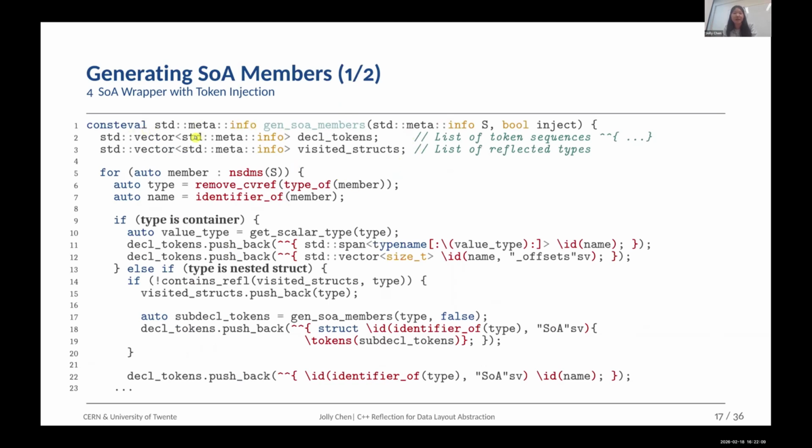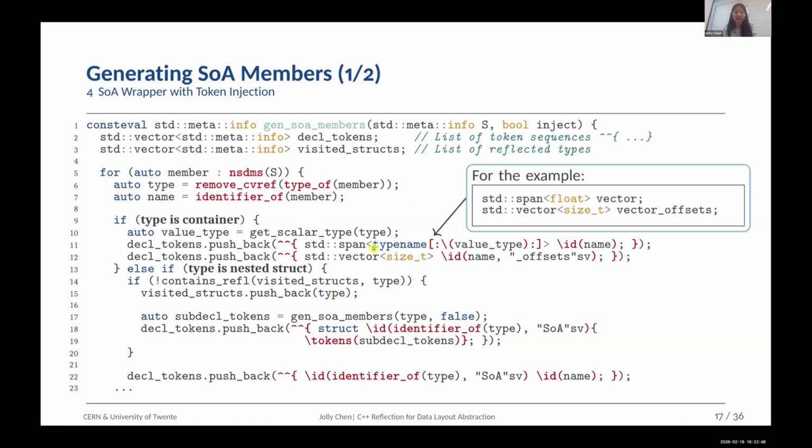So we start with a list of tokens. This list will keep a list of sequences, token sequences that contain a declaration. And then we also keep track of which nested structures we have already SOAified so that we don't redeclare them when we have multiple declarations for the same nested type. So we are, again, iterating over the data members, and then we have different cases for each data type.